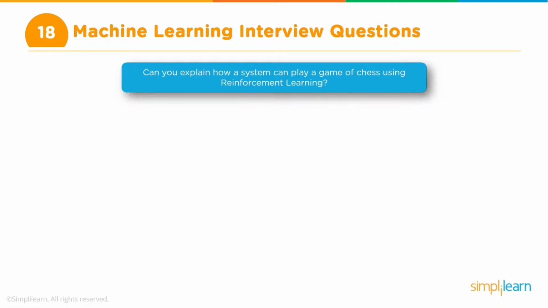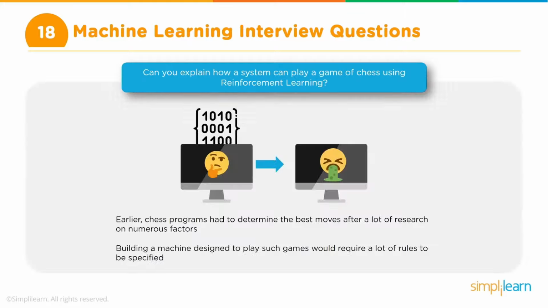Then there can be questions around reinforcement learning. It can be paraphrased in multiple ways. One could be, can you explain how a system can play a game of chess using reinforcement learning? Or it can be any game. The best way to explain this is again to talk a little bit about what reinforcement learning is about and then elaborate on that to explain the process.